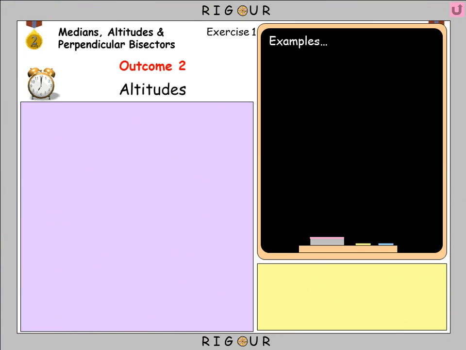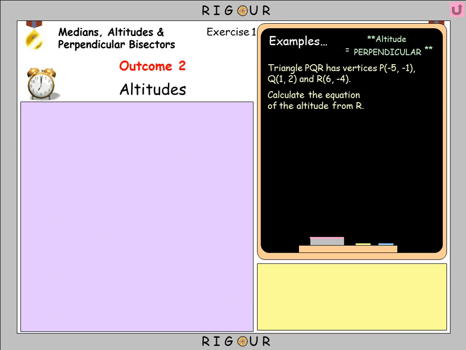So moving on to outcome 2, and in this case we're going to be looking at altitudes. So back to the word association. So median was midpoint, so I want you to think of altitude as perpendicular, because again that's the key to starting the question off. So in this case, triangle PQR has vertices P (-5, -1), Q (1, 2), and R (6, -4), and we have to calculate the equation of the altitude from R.